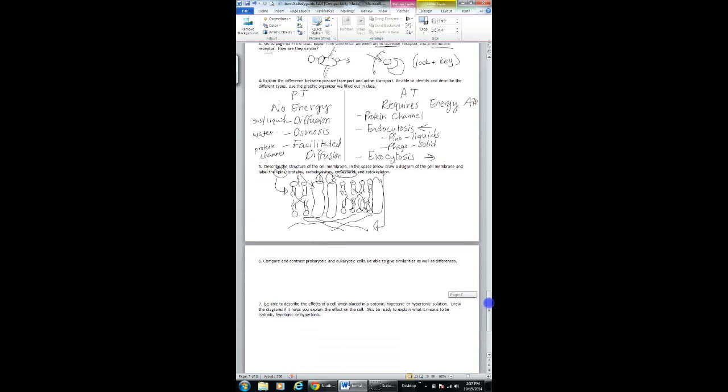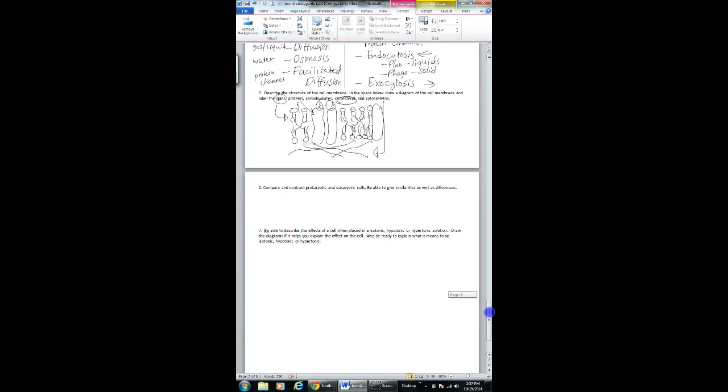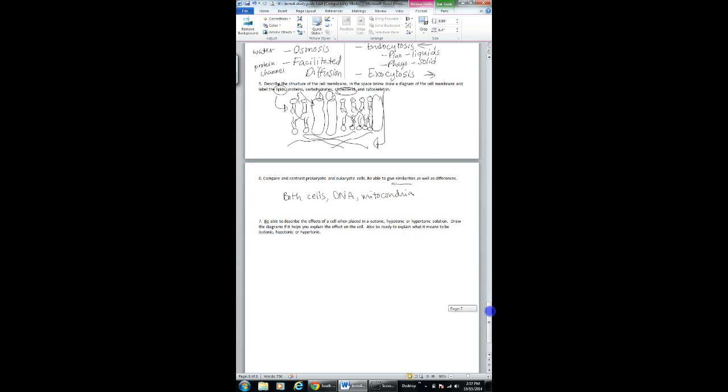Okay, prokaryotic and eukaryotic. I think we already talked about that one earlier. But I think this one says similarities. Well, they're obviously both cells. They both have DNA. They both have mitochondria. And there's probably a couple of other similarities, but I think if you knew those three, that would be enough.